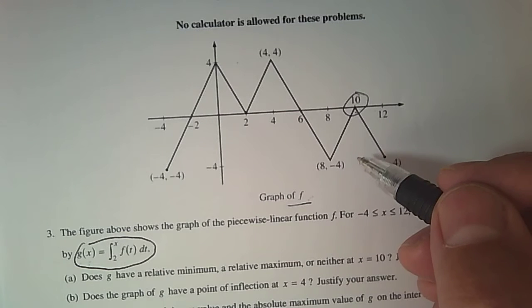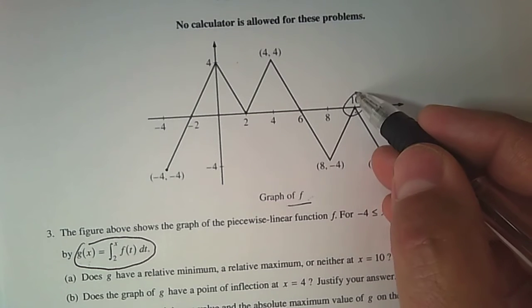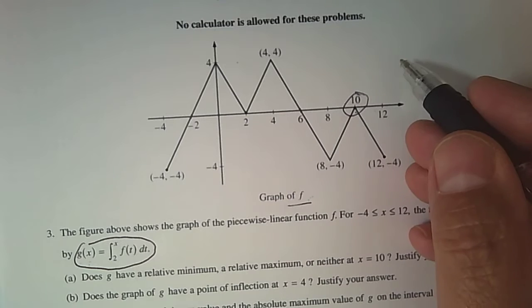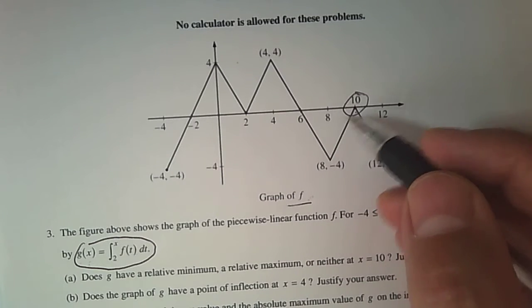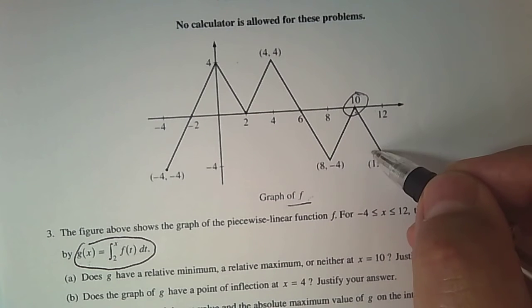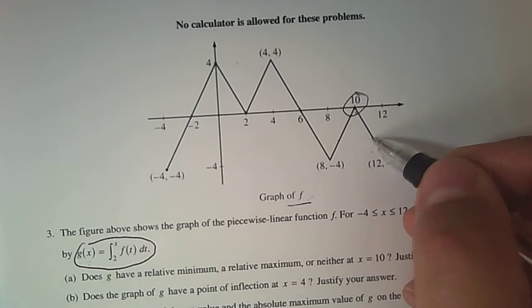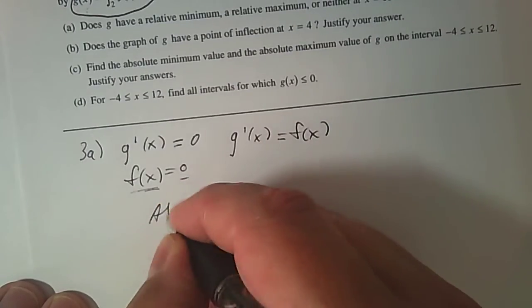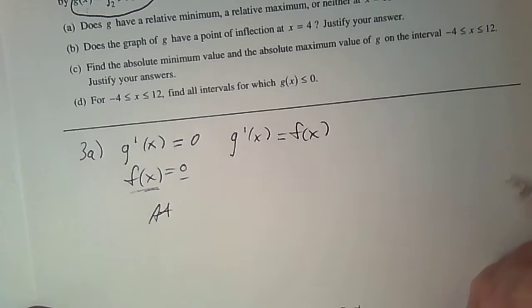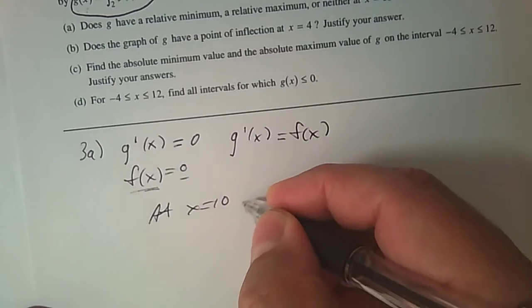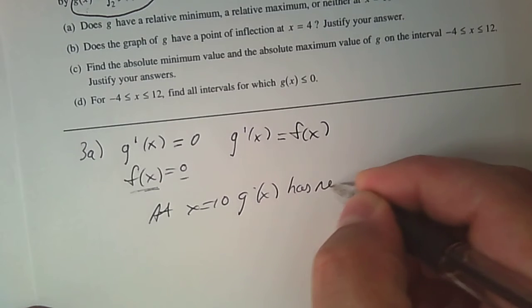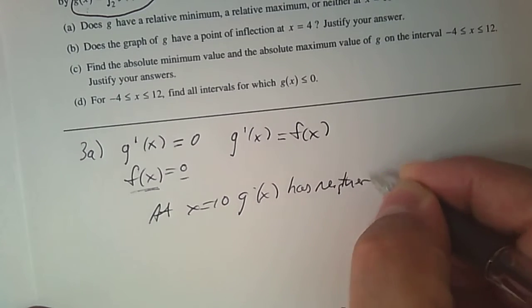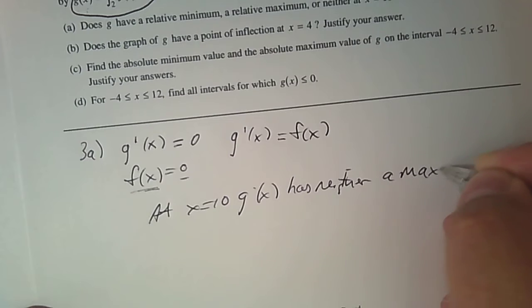The next part I look at is: is there a sign change there at 10? Meaning, does it go from negative to positive or positive to negative? And the answer is no. It's negative, and then it stays negative. Because there's no sign change, there's not a maximum, there's not a minimum, it's neither. So at x equals 10, G at x has neither a maximum or minimum.